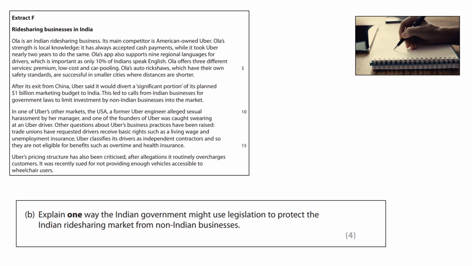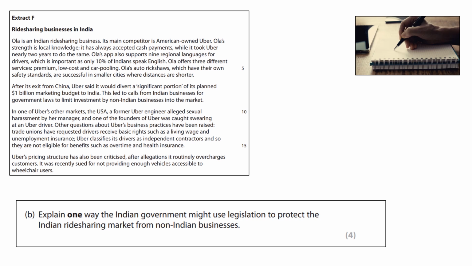Our next question, and this one is a tricky one. Explain one way the Indian government might use legislation to protect the Indian ride-sharing market from non-Indian businesses. 4 marks. So this is our very tricky 4-mark question.